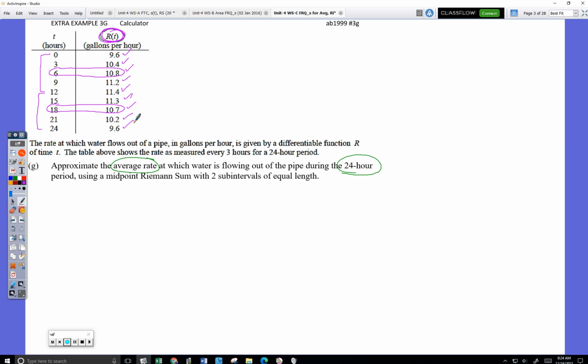So let's see, I take 10.8. I want to add that to 10.7. And then I simply want to divide by 2.